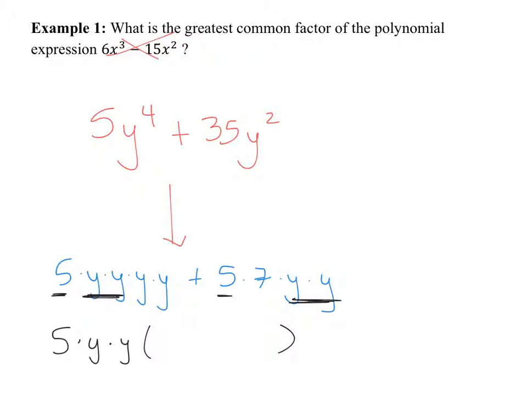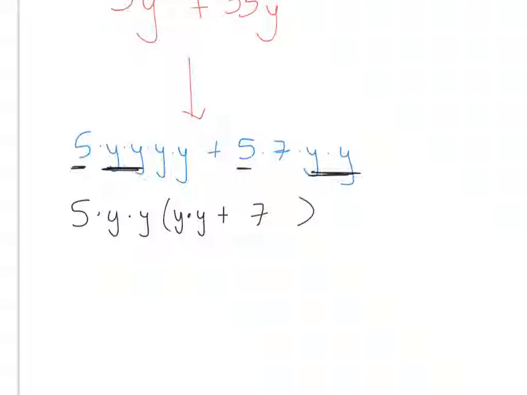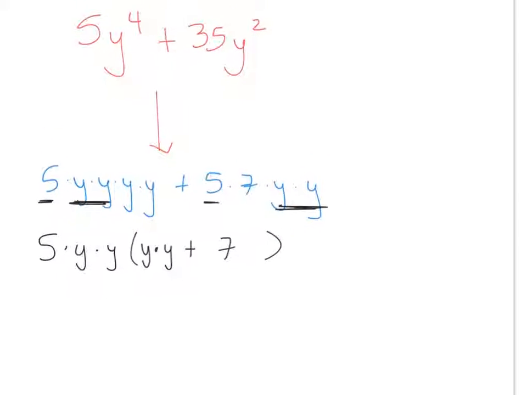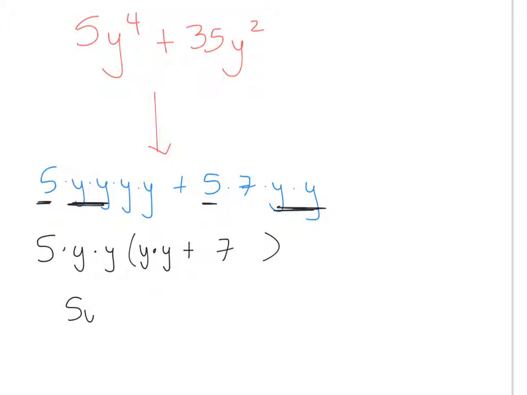Well, what's left over in the first one when I take out 5, y? What's left over in the first one? 2 y's. Yeah. Y times y is left over. And in the second one, when I take out a 5, y, what's left over? 7. Simply 7. Now, obviously, I'm not going to write it this way, right? This is kind of crazy that I'm writing it this way. So the way you would obviously write it would be 5y squared times y squared plus 7.